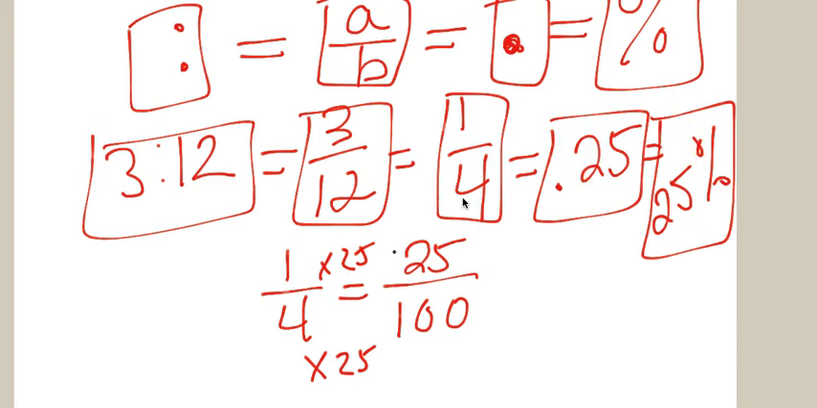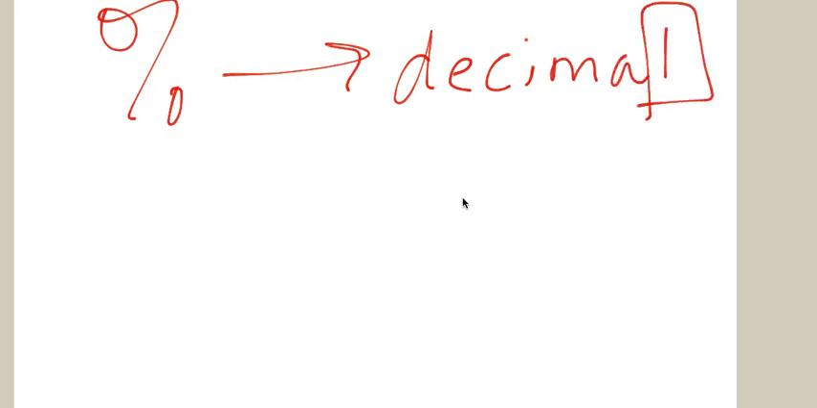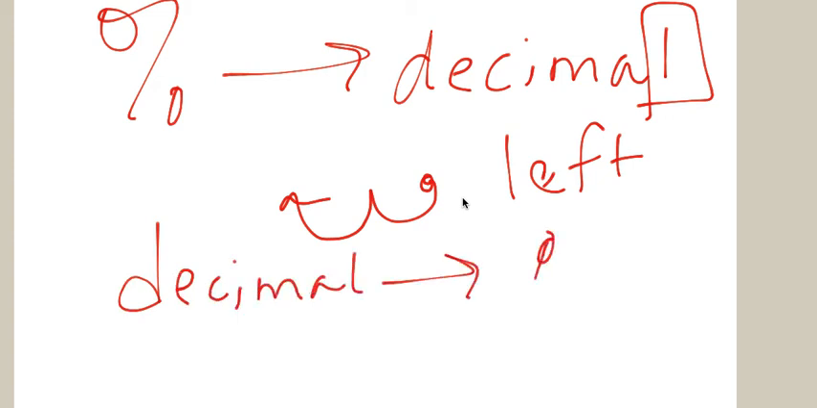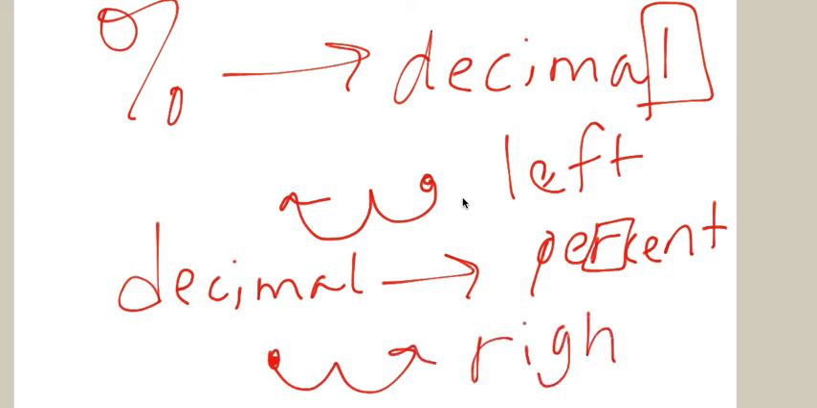And don't forget, when you're going from a percent to a decimal, you're moving that decimal 2 places to the left. When you're going from a decimal to a percent, you're moving that decimal 2 places to the right. Decimal left, percent right.